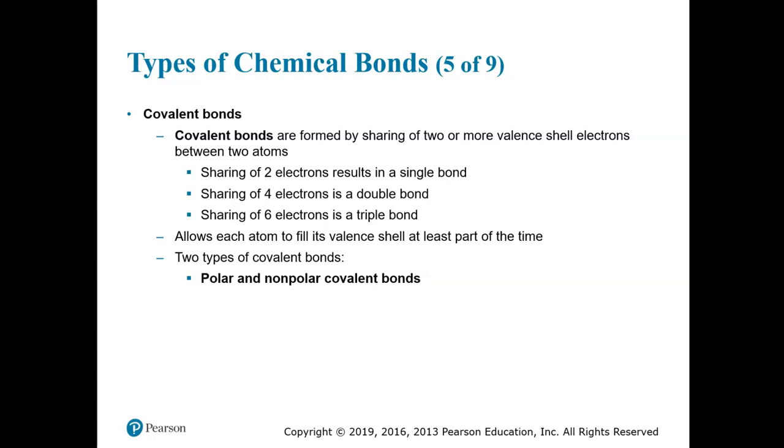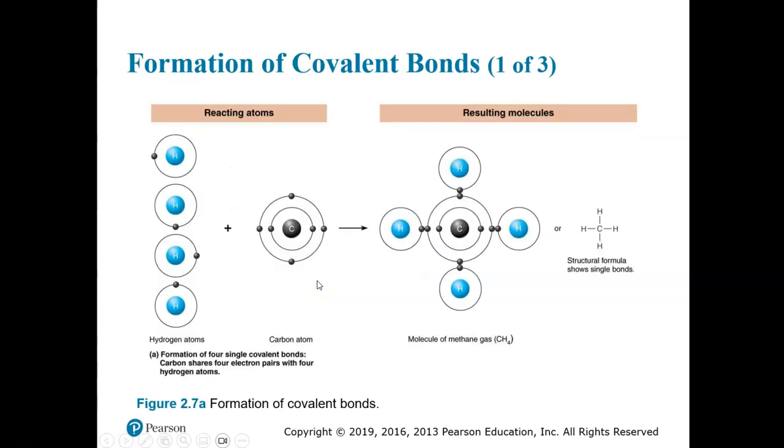Then we have covalent bonds, which are formed when atoms share electrons. And they share those electrons in order to fill their valence shell. There are 2 types of covalent bonds. There are polar bonds and nonpolar bonds. So let's look at nonpolar bonds first.